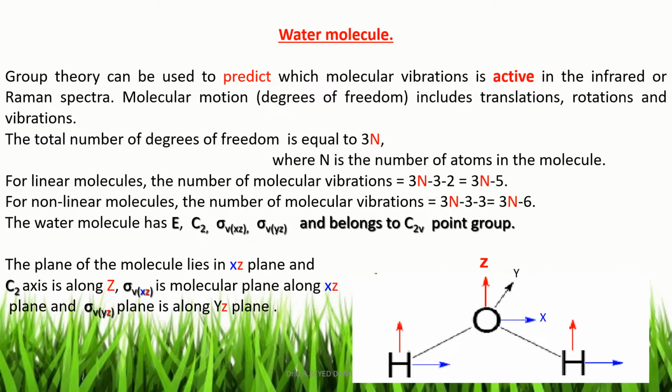In the case of the water molecule, it has four symmetry elements: the identity element E, a rotation axis C2, sigma v xz plane and sigma v yz plane. The water molecule belongs to the C2v point group, which consists of these four elements. Among the two planes, sigma v xz is the molecular plane, that is the plane which passes through all the atoms of the molecule.